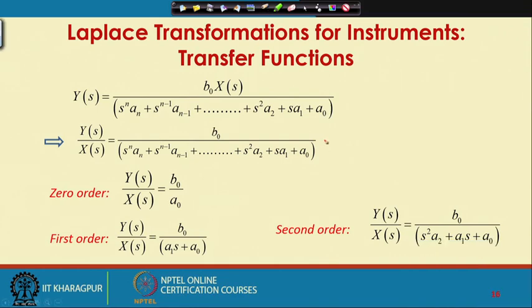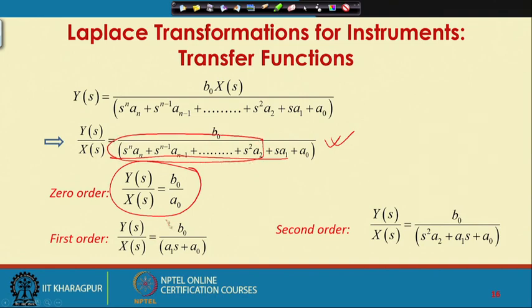So, this is what I was talking about. For a zero order instrument, to get the transfer function, you have to drop all these terms, so we get B 0 by A 0. For first order instruments, you have to drop all these terms, so you get B 0 by A 1 s plus A 0, and similarly for second order instruments, you have to drop up to this. So, you get the transfer function as this. The transfer function is the Laplace transformation of output divided by the Laplace transformation of input.